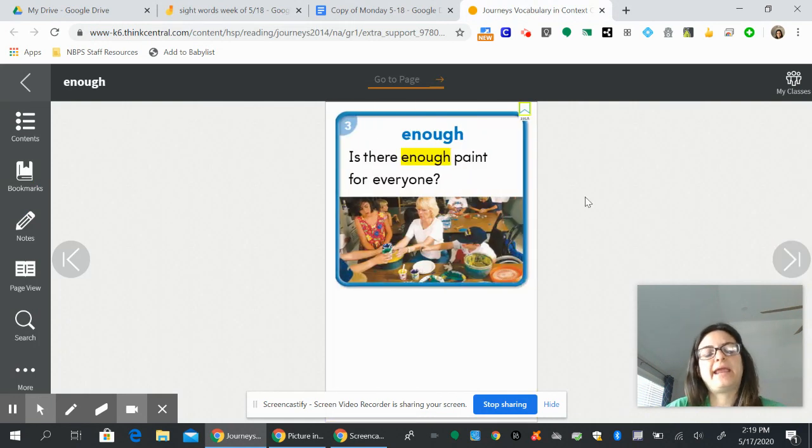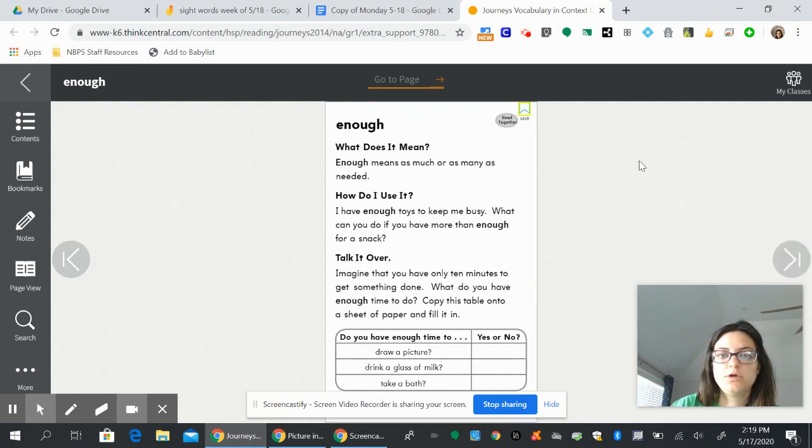Is there enough paint for everyone? So is there enough for everyone to be able to do the work? So it means as much or as many as needed. So let's see.